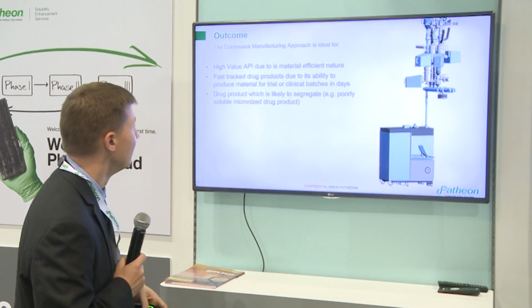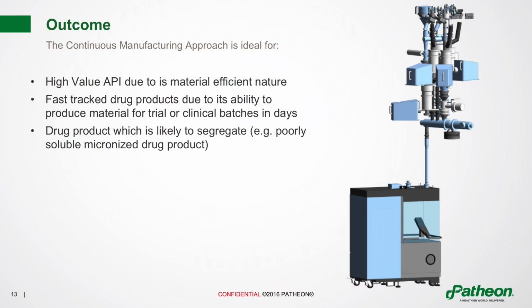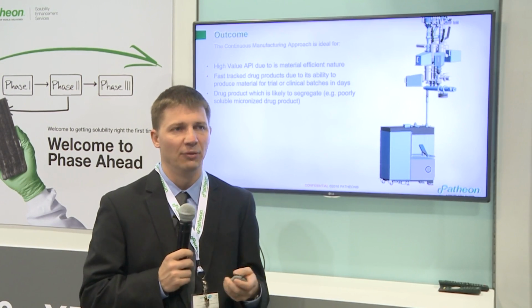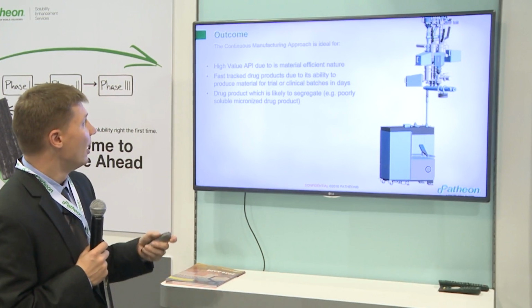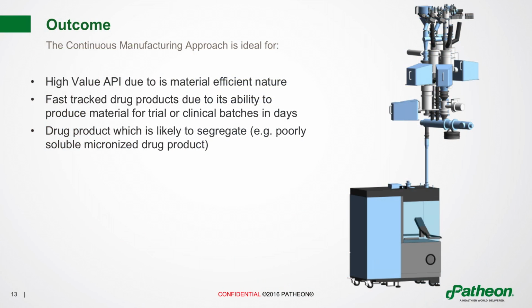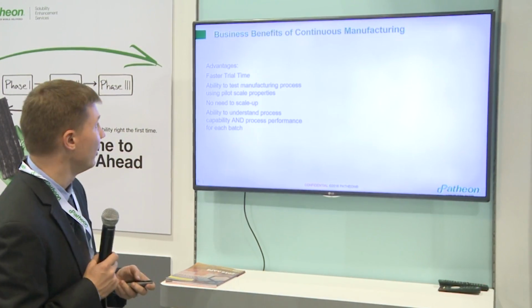Okay, so I'm going to go back through the 3 things we talked about, the 3 advantages of this technology. So the outcome: high value API, because high value API is ideal for this due to its inherent value. If you're talking about somewhere, well, I'll go over in a little more detail. Fast-track drug products are really good because of the speed that you can do development, and drug products that will likely segregate, such as micronized products, are also very good.